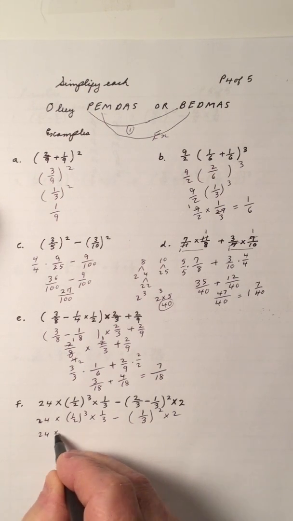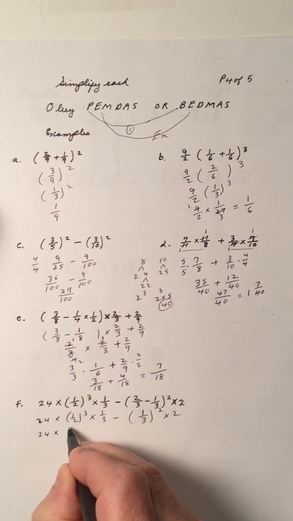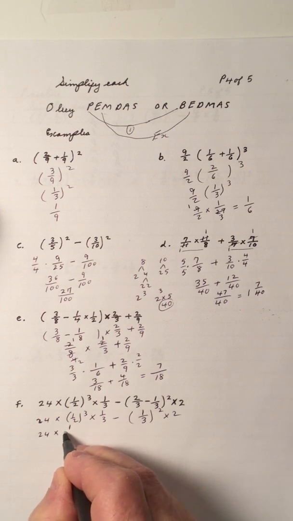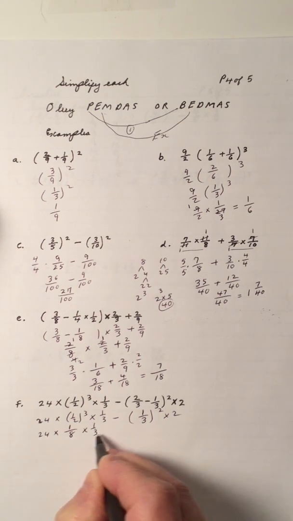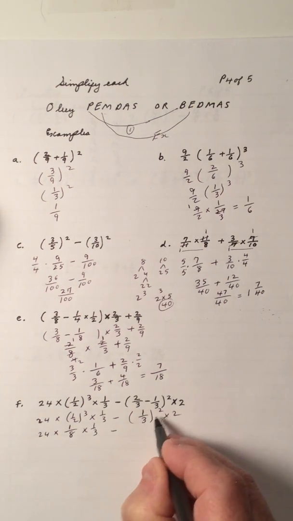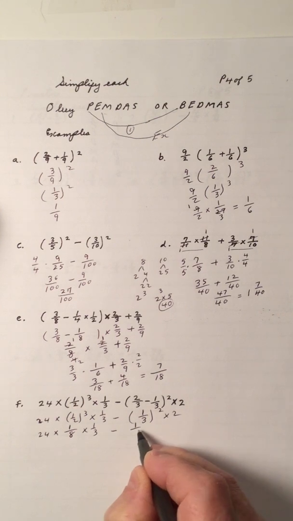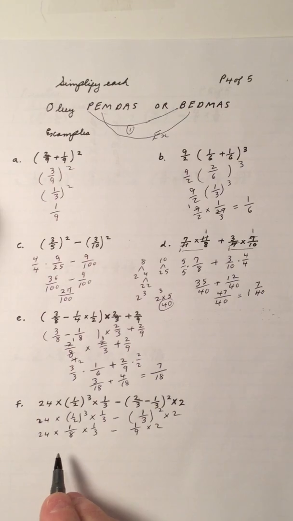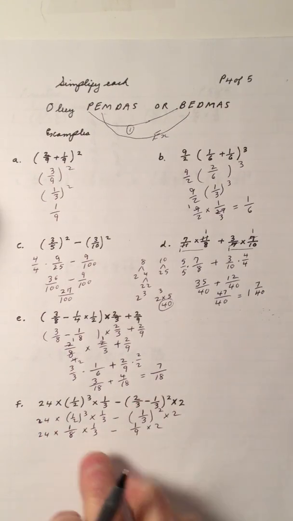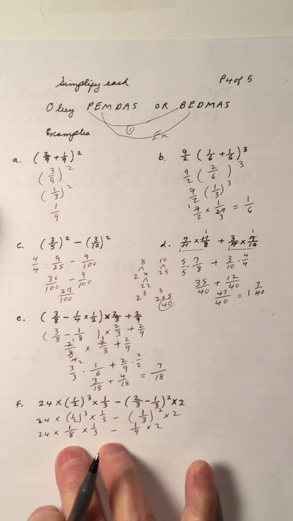A half cubed is 1 times 1 times 1, 1. 2 cubed is 2 times 2 times 2 is 8. 1/3 squared is 1 times 1 is 1. 3 times 3 is 9. So notice I have my brackets done. Notice one step at a time. Do the inside of your brackets, do your exponents or powers.